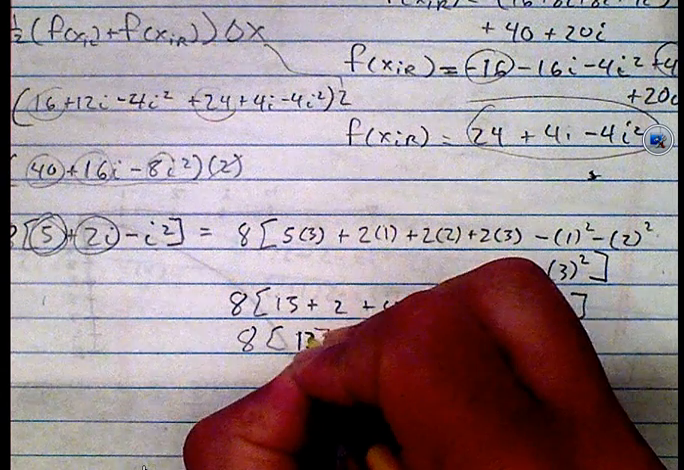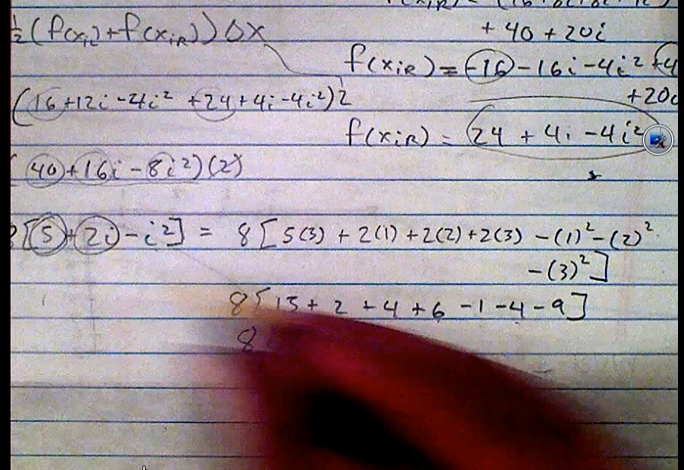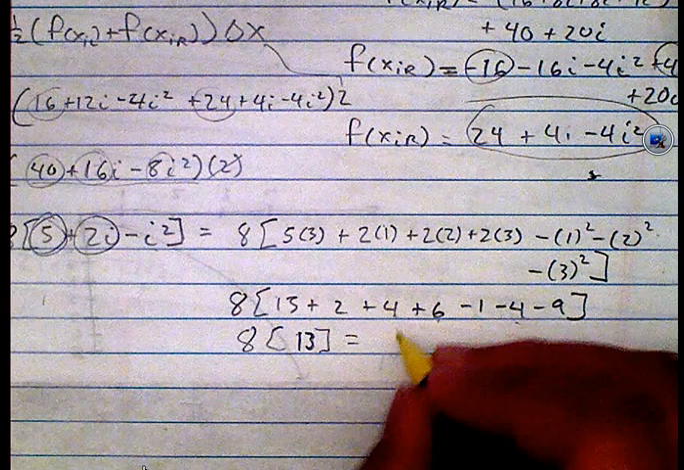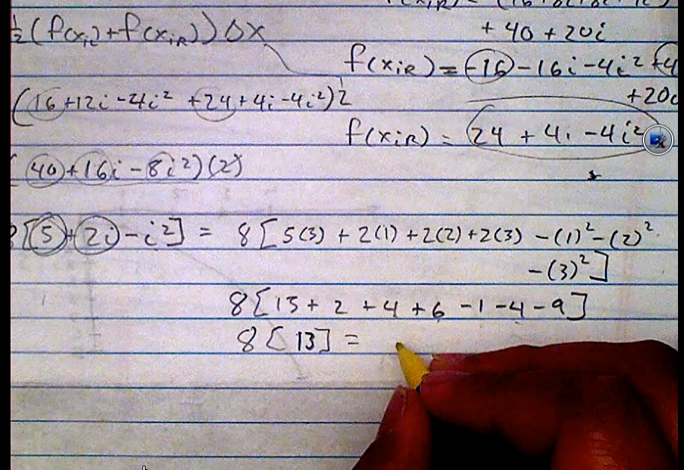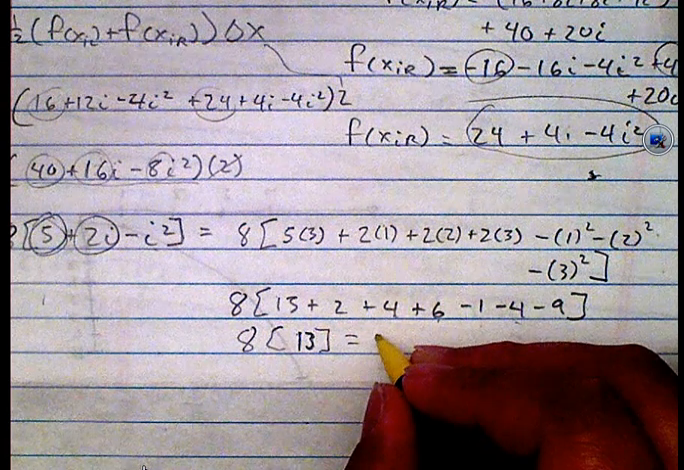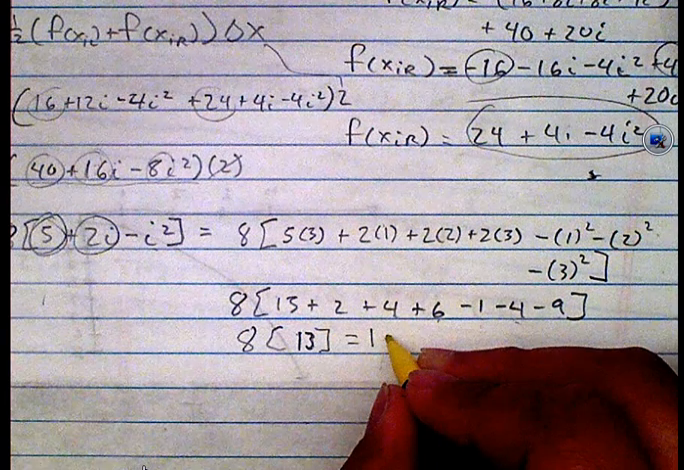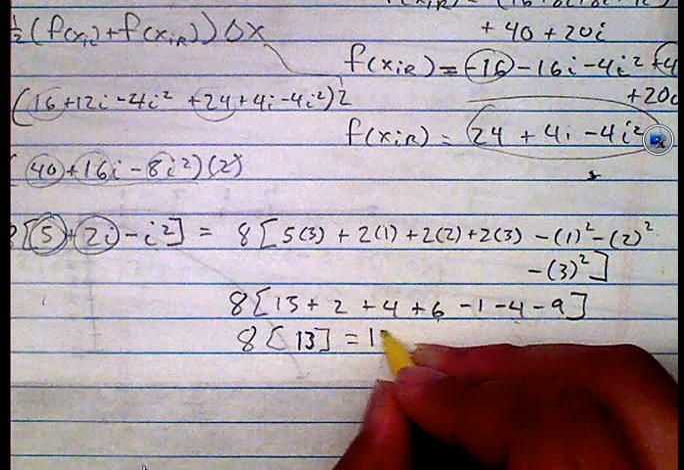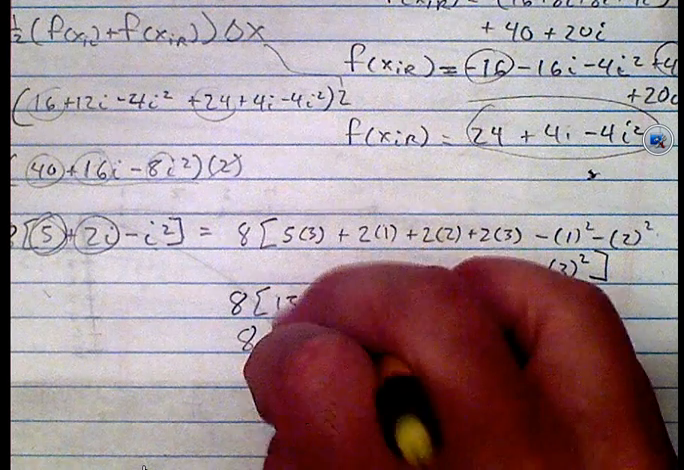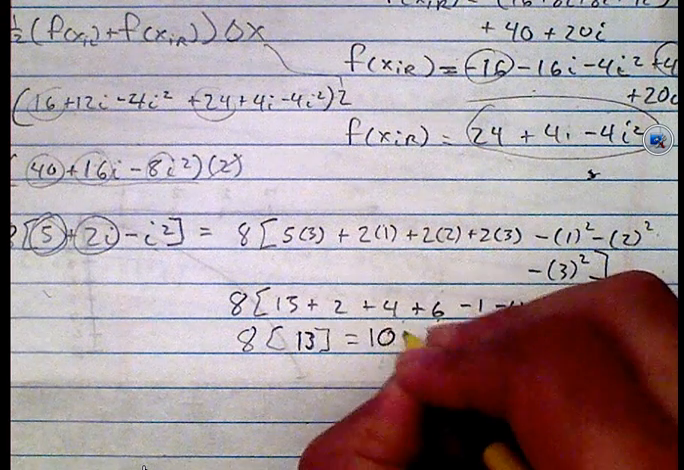And then 8 times 13 is almost 120 units squared. It's close. It's 124. No, it's 104. Sorry, 104. I wonder how I messed that up. 104 units squared.